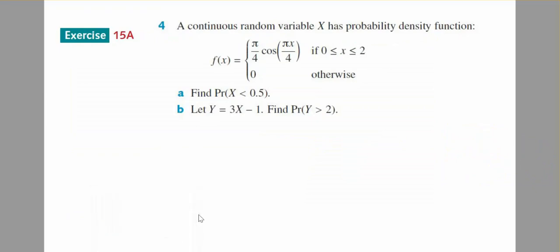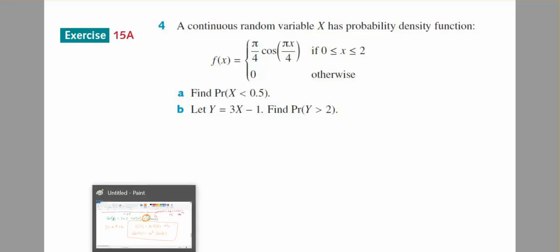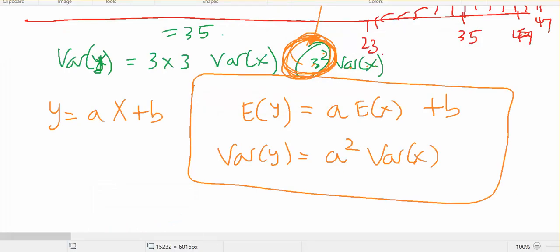Any questions before I do some of the questions in 15A and 15B? I'll take that as a no.